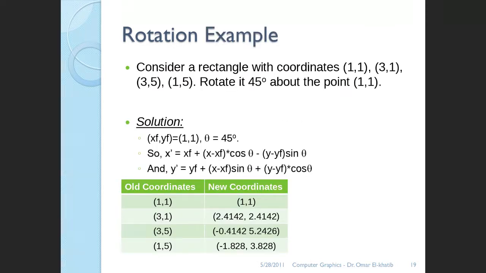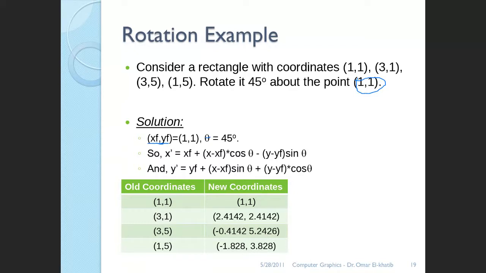So here we consider a rectangle with coordinates (1, 1), (3, 1), (3, 5), and (1, 5). And we want to rotate it 45 degrees about the point (1, 1). Remember, we are not rotating it about (0, 0). We are rotating it about (1, 1). So we'll use the equation in which xf and yf are 1, 1. Angle theta is equal to 45 degrees.